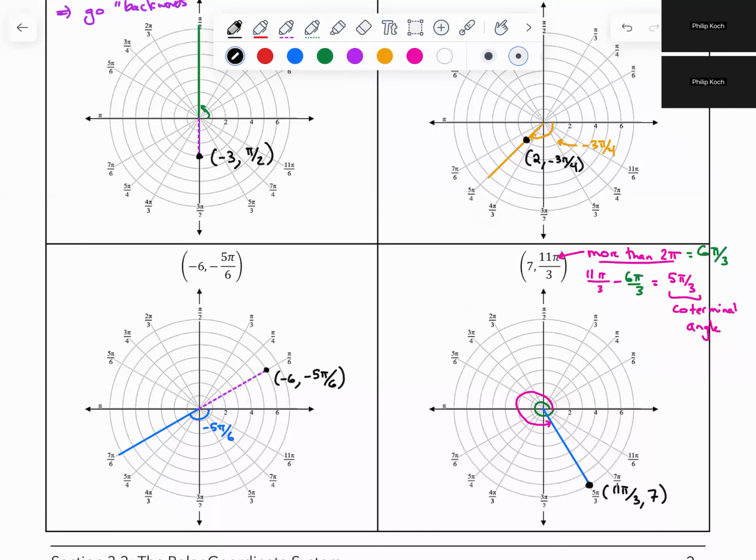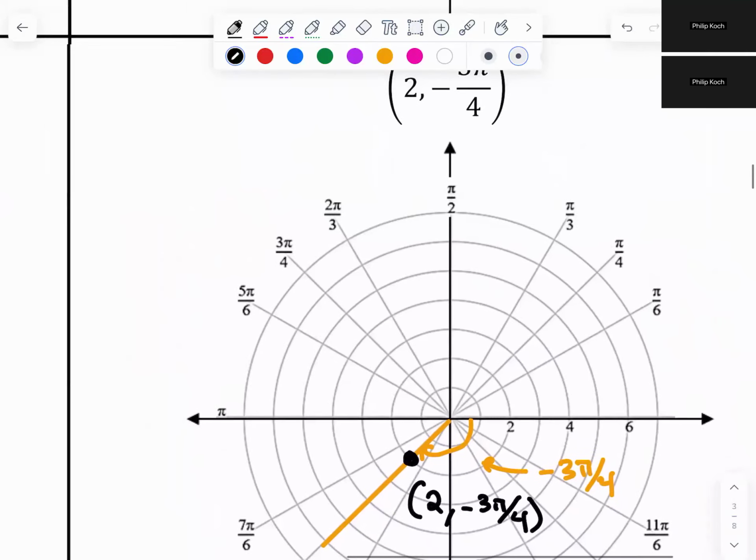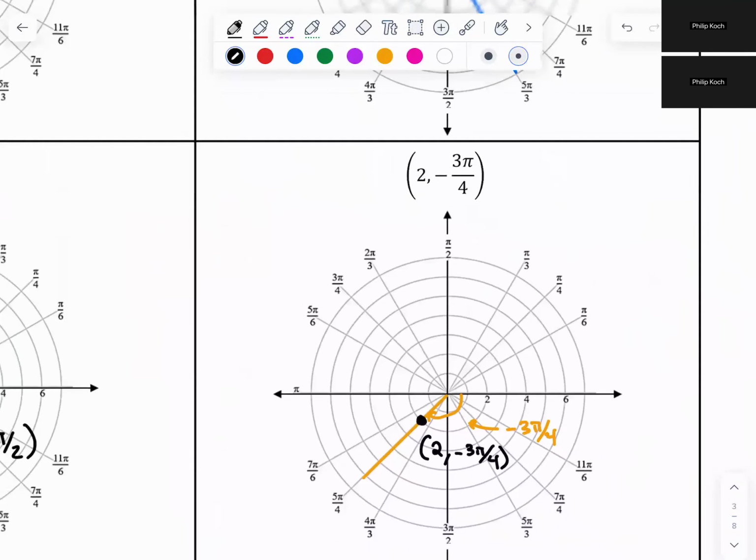Okay, so to go over them real quick. The first one has a negative theta. That is the problem with having these lines measured from 0 to 2 pi, it can throw us off a little bit. But negative 3 pi over 4: we go 1 pi over 4, 2 pi over 4, which is negative pi over 2, and then an additional pi over 4 to give me negative 3 pi over 4. And the radius is positive, so we're just going to go 2 tick marks up and plot that point.